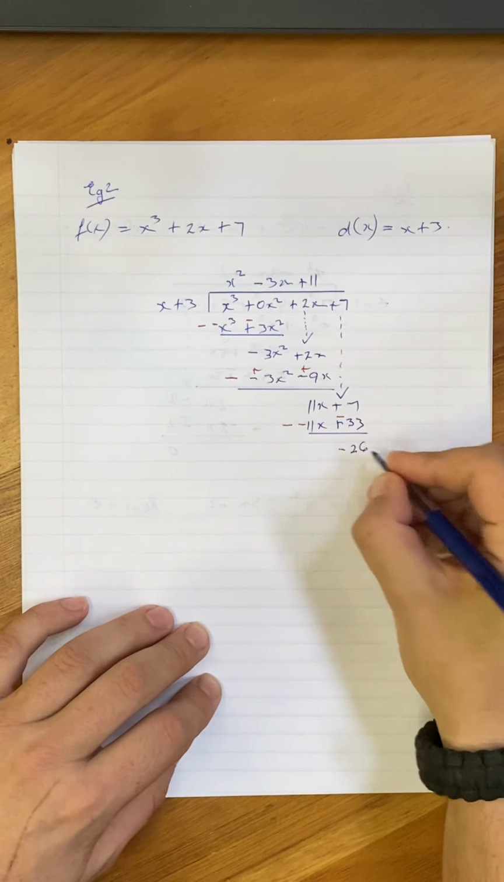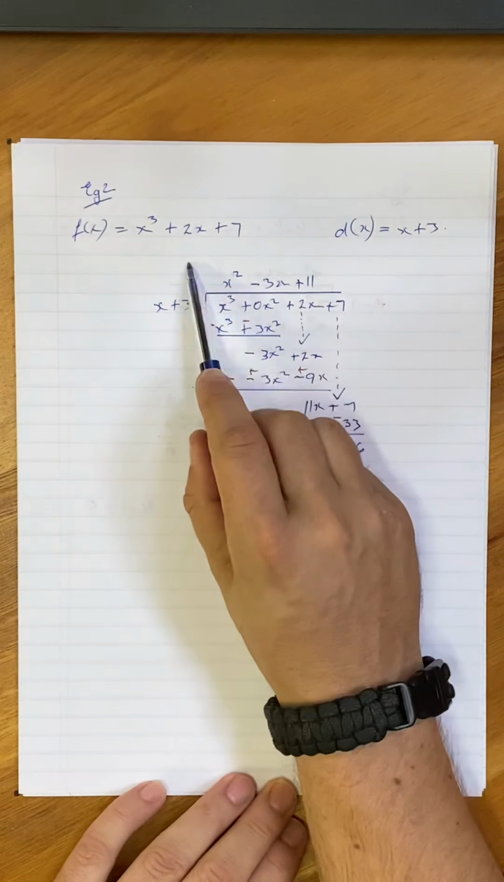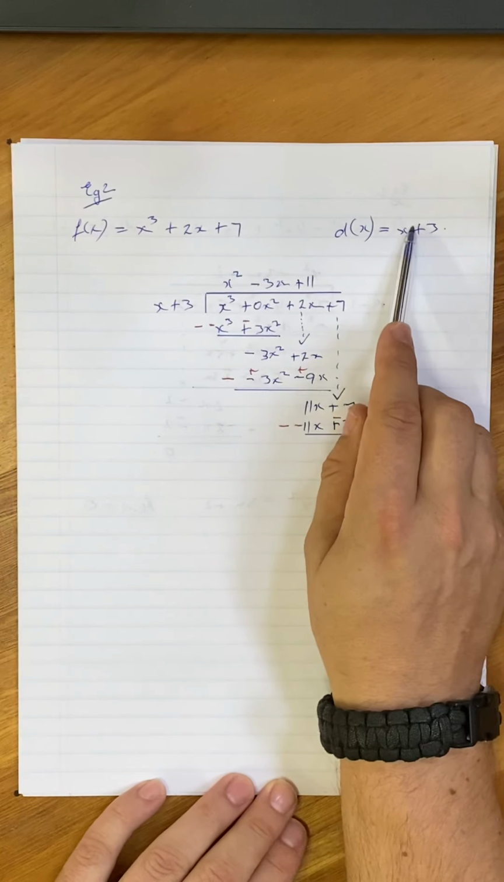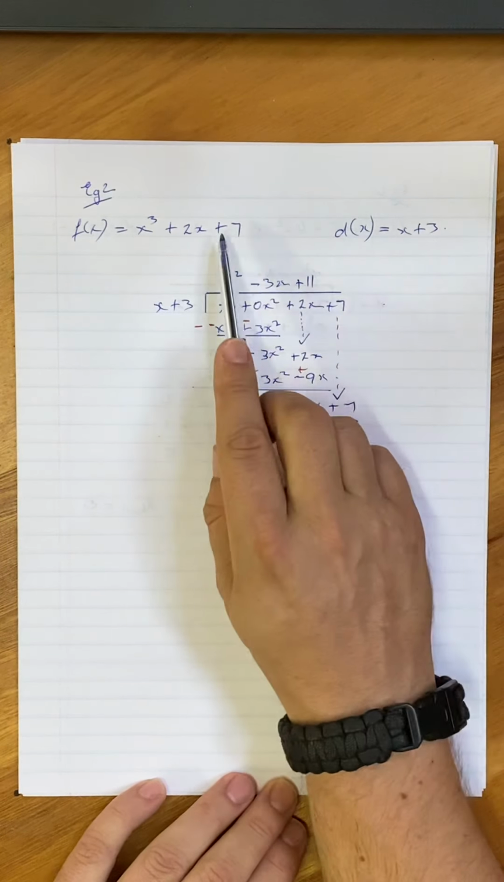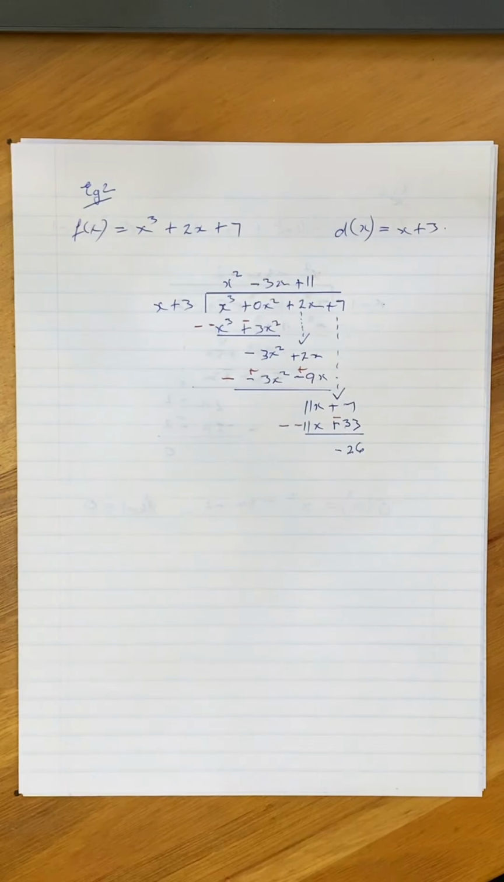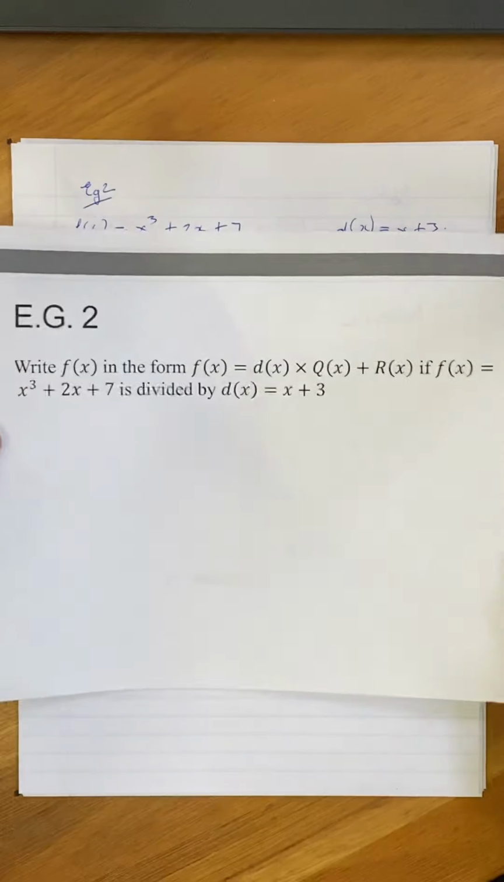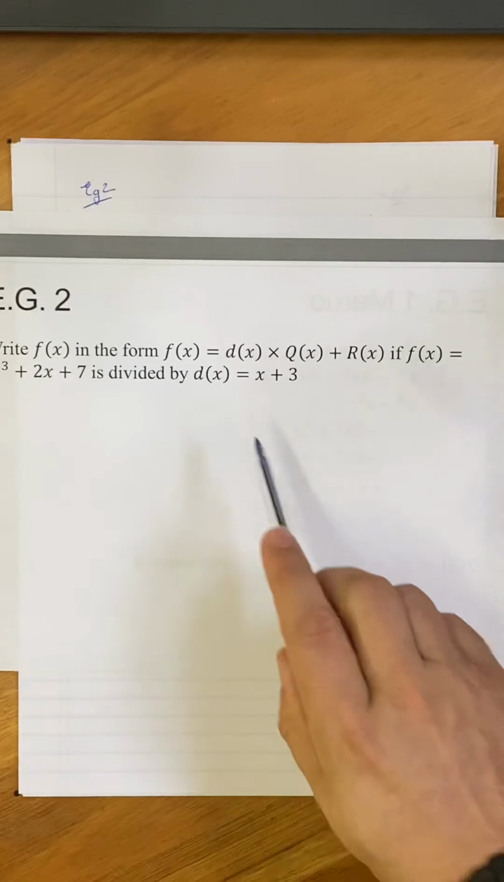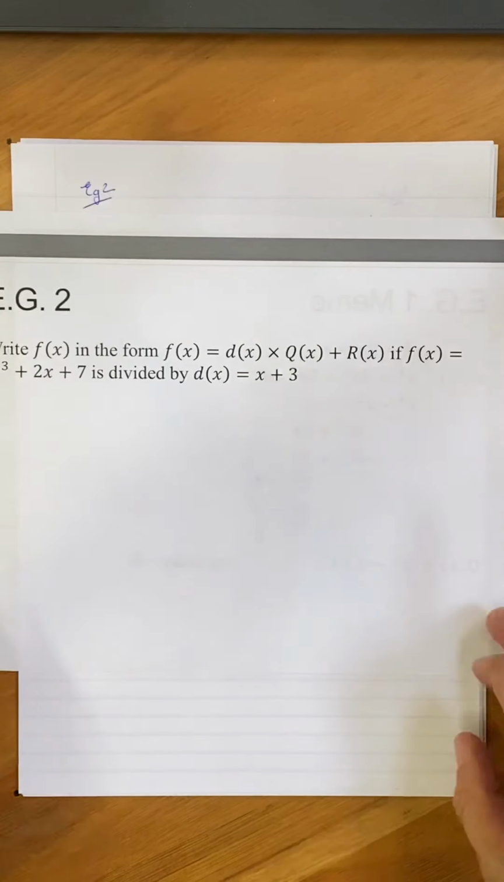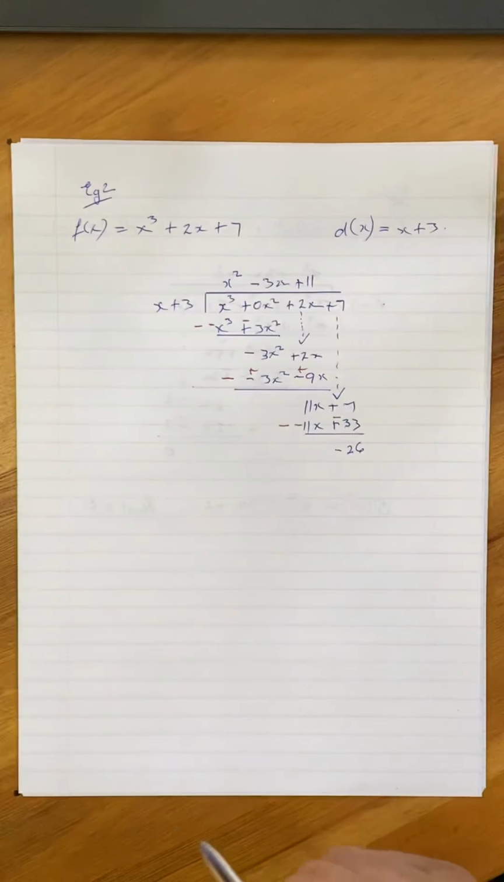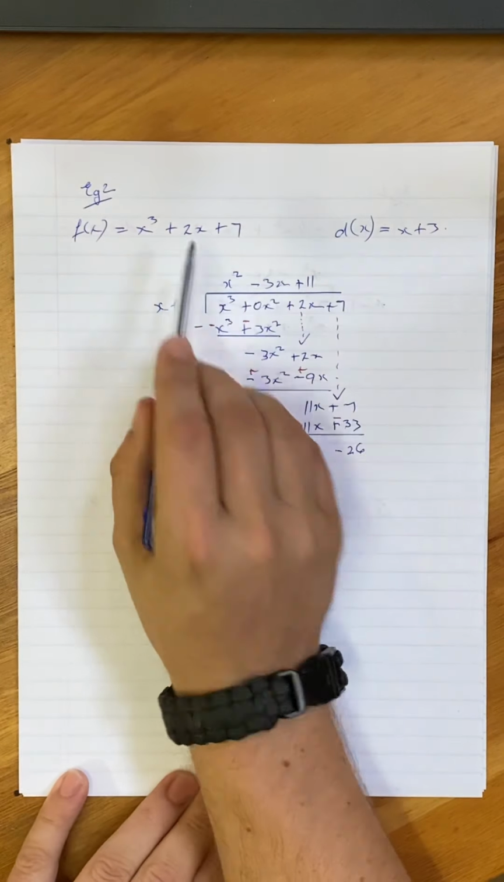Now, the thing to notice with this one is we are getting a remainder of minus 26. So therefore, this is not divisible by this. In other words, this is not a factor of this. So what we can do now is we can write it up in the form that they wanted, which was this f of x is equal to d times q of x plus r. All right, so it was this thing here.